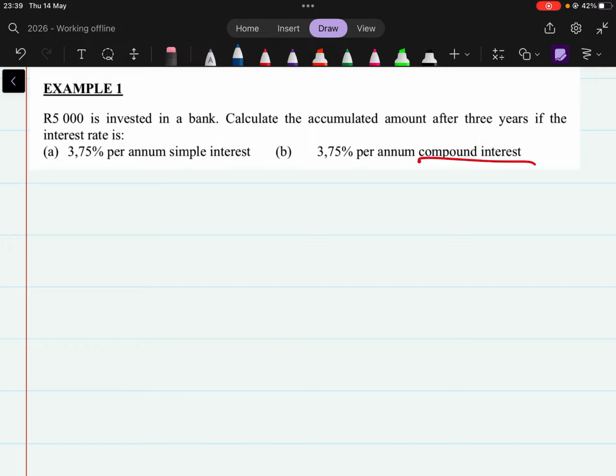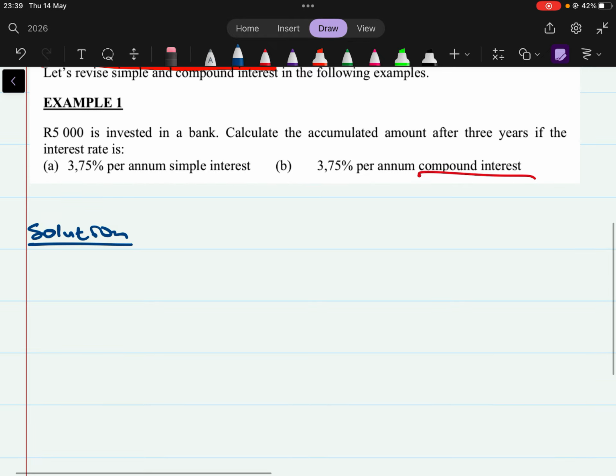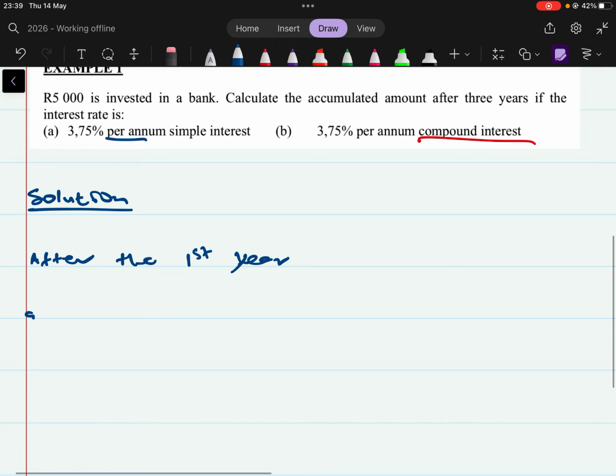So let's start here with A. I'm gonna just write solution to both problems basically. Because this is per year, per annum, I'm gonna do it annually. You'll see that after each year, after the first year, okay, with A, this is how it will be, the accumulated amount that we are interested in.